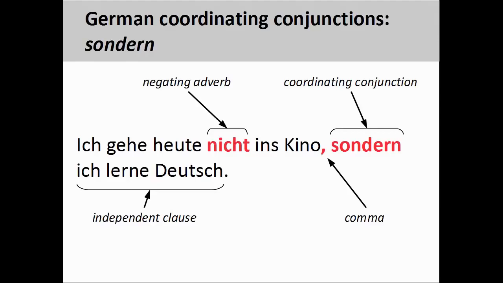sondern ich lerne Deutsch, I'm not going to the movies today, rather I'm learning German, contains two independent clauses joined by the conjunction sondern. The first clause contains the adverb nicht, which negates the activity of the subject going to the movies. The second independent clause provides contrasting corrective information as it explains that the subject will instead be studying German. And that concludes this presentation on how to use coordinating conjunctions in German.